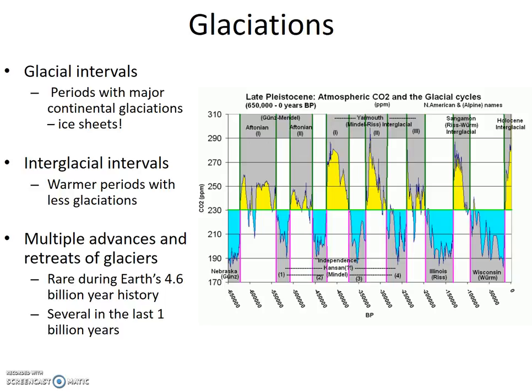According to the graph, how many transitions have there been between glacial and interglacial episodes over the past 650,000 years? I'll repeat. How many major transitions have there been between glacial and interglacial episodes over the past 650,000 years? I counted 13. Would you agree?